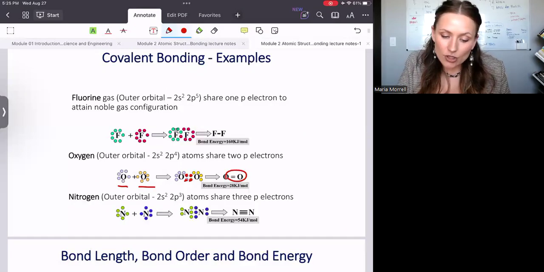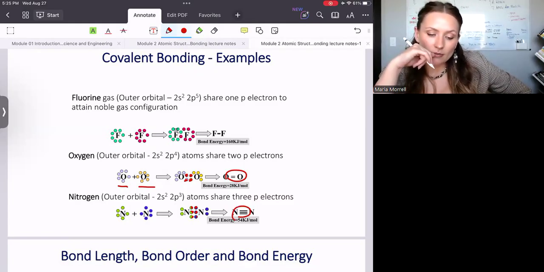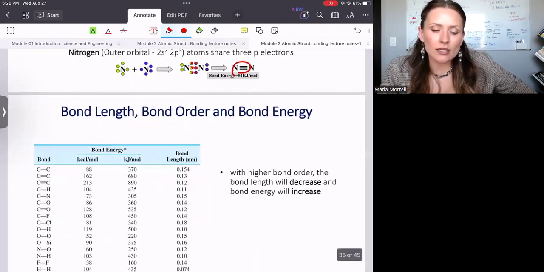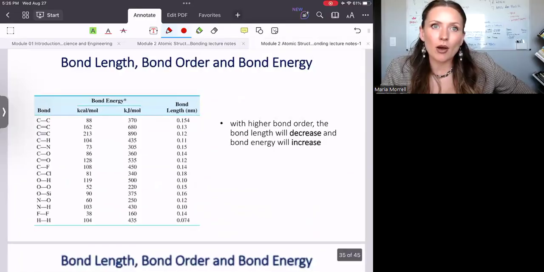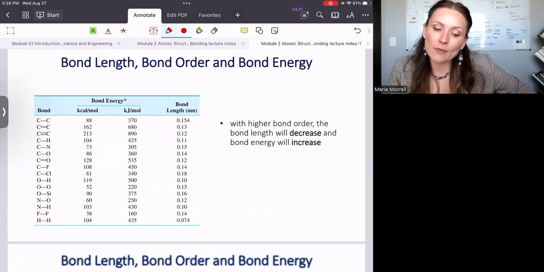And then what else? Nitrogen is gonna be sharing six electrons, right? Meaning that you will have a triple bond. Okay. All right, now hopefully that makes sense. There's a little bit more I want you to understand about the bond order and the bond length, okay?